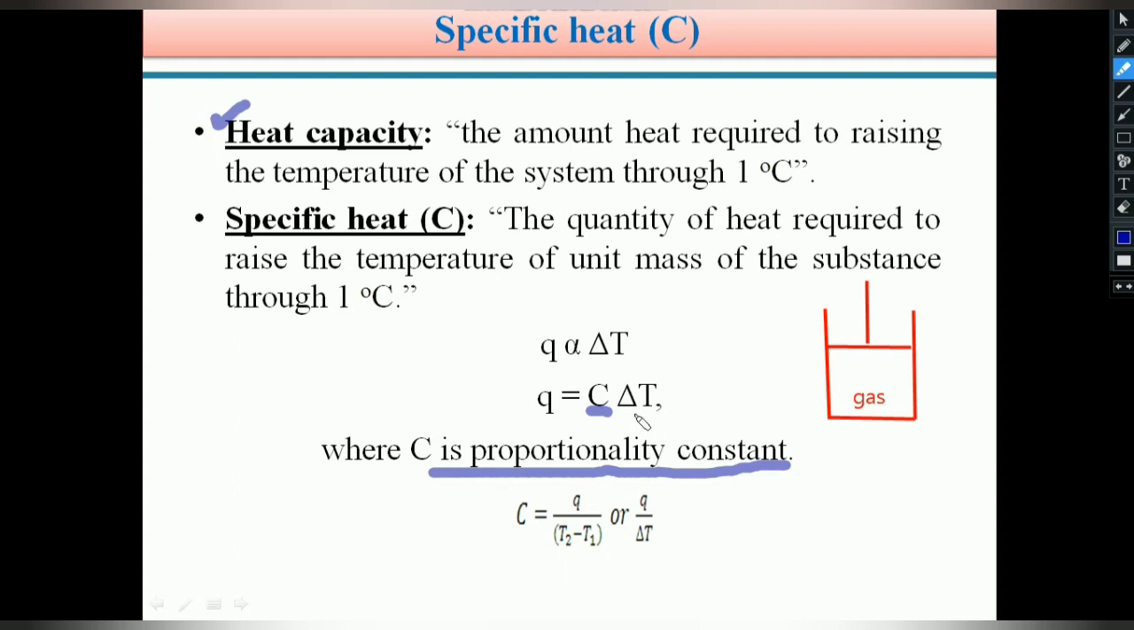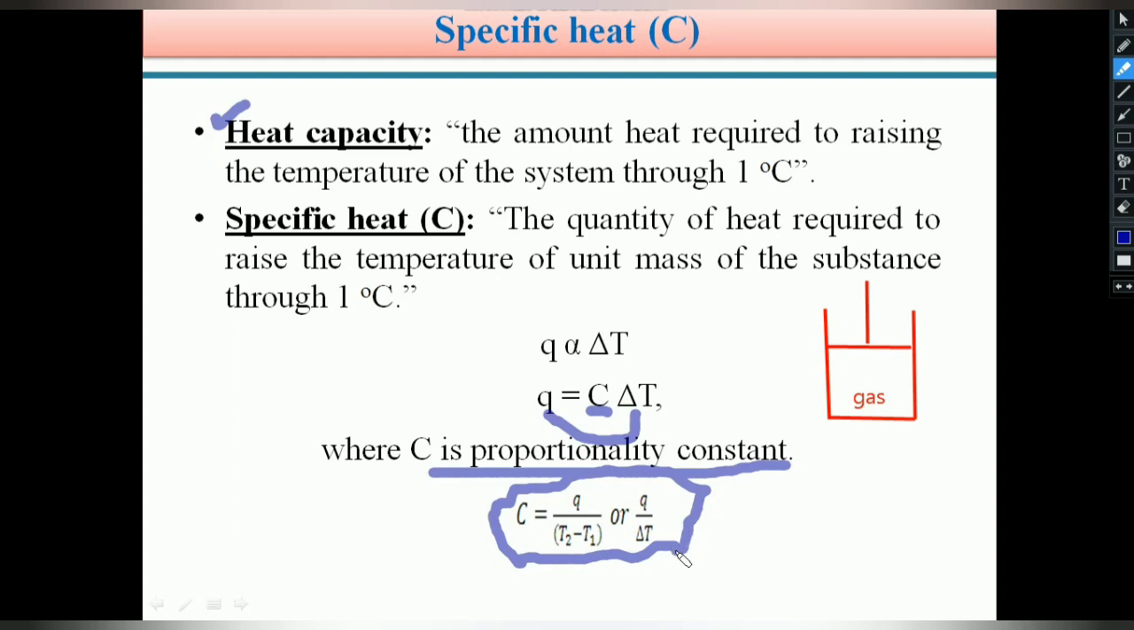If we bring this delta T from right to left, here it is in multiplication. Whenever it comes to the left side, it goes into the denominator. Here it is in the numerator; whenever it comes to this side, it becomes the denominator. Therefore C equals Q by delta T, where delta T is nothing but T2 minus T1. So in this manner we can develop a mathematical relation for specific heat C.